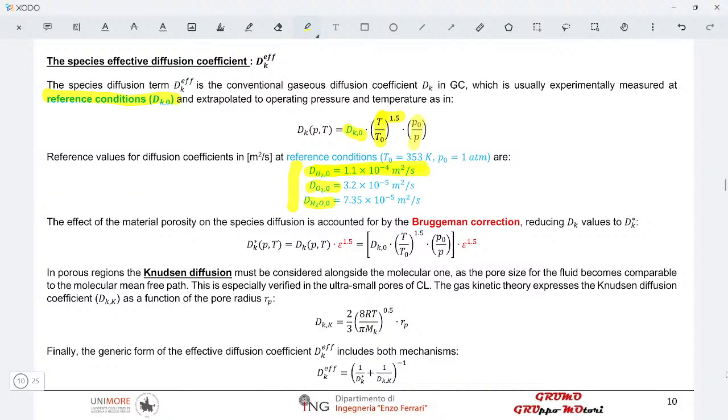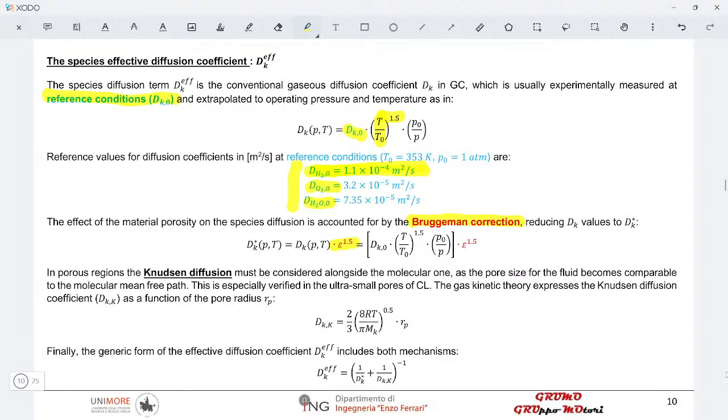So this is for the variation of temperature and pressure. But then, again, we might have the diffusion of this species inside a porous material if we have to use the same equation. And for porous materials, the most common correction or modification of this coefficient is the so-called Brueggemann correction, which means that this D_k coefficient is multiplied by epsilon to the power of 1.5. Epsilon is lower than 1, so it means that here we are actually reducing the diffusivity coefficient.